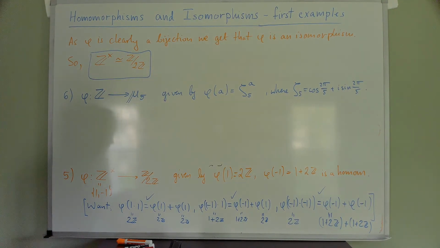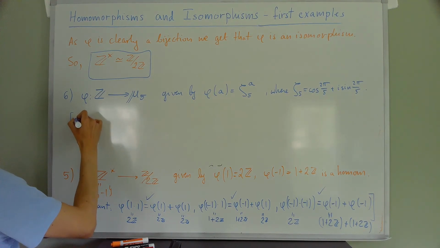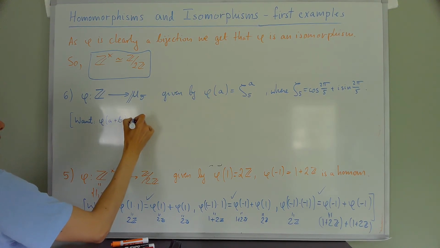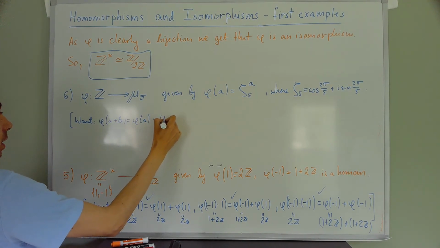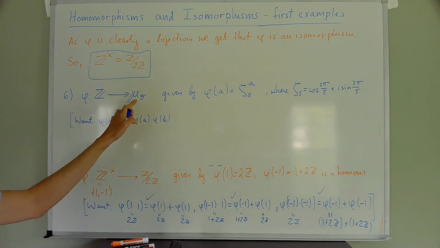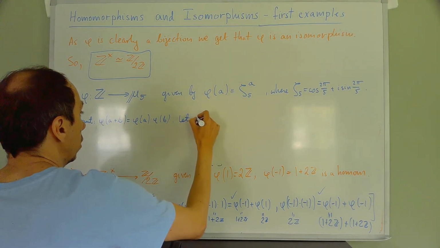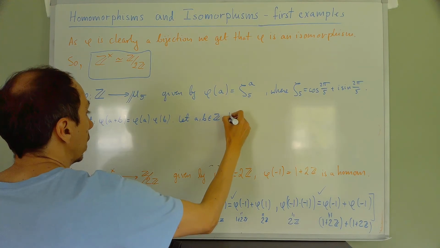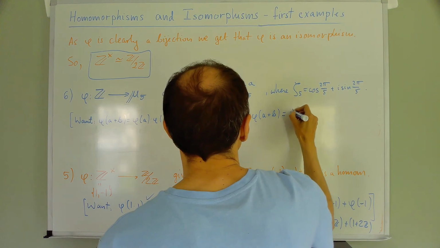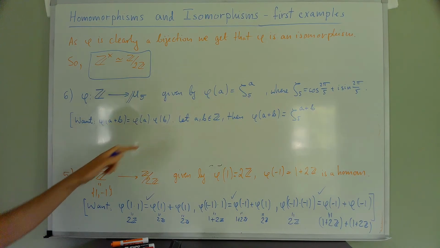Is this a homomorphism? Quick check now. So we want phi of a plus b to be phi of a times phi of b. What's in between them here? Multiplication, because the group of fifth roots of unity is a group under multiplication. So let a, b be integers. Then what's phi of a plus b? By definition, that's zeta 5 to a plus b. And what's phi of a times phi of b?